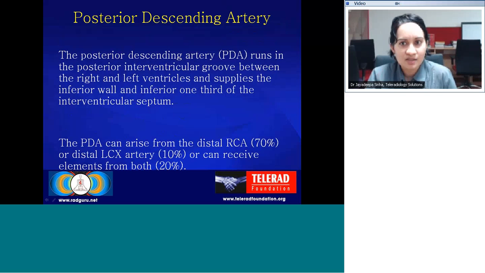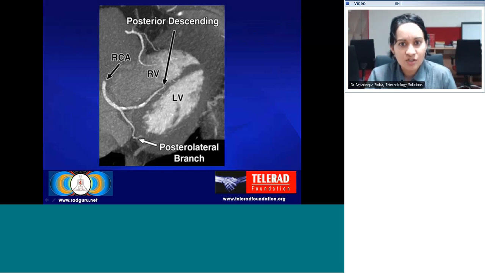Coming to the posterior descending artery, like we already said, this is the artery that defines the dominance of the coronary arterial system. It runs in the posterior interventricular groove between the right and left ventricles and supplies the inferior wall and inferior one-third of the interventricular septum. It can arise from the distal RCA in approximately 70% of the population, or distal LCX in 10%, or can have a codominant circulation in approximately 20%. So this is an image representing the posterior descending artery in its interventricular course along the inferior margin of the heart.